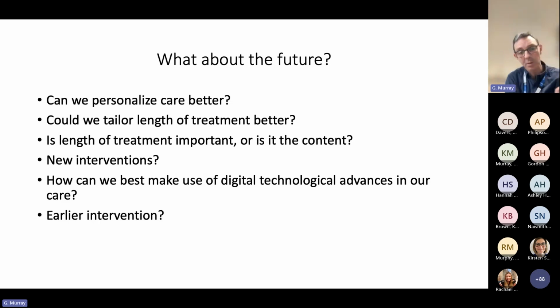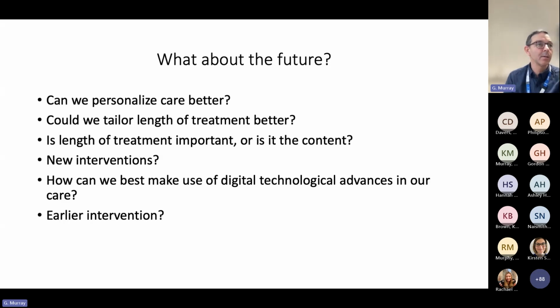We'd all like to see some new interventions, wouldn't we? So I hope we can look forward to some of those. How can we best make use of digital technological advances in our care? Most aspects of life have been revolutionized by the internet and by mobile phones, but healthcare famously has been rather slow to change, and much of what we do has not changed over the years. We haven't really capitalized on digital advances in the way that other areas of life have. So I think we'd all like to make some progress capitalizing on that.